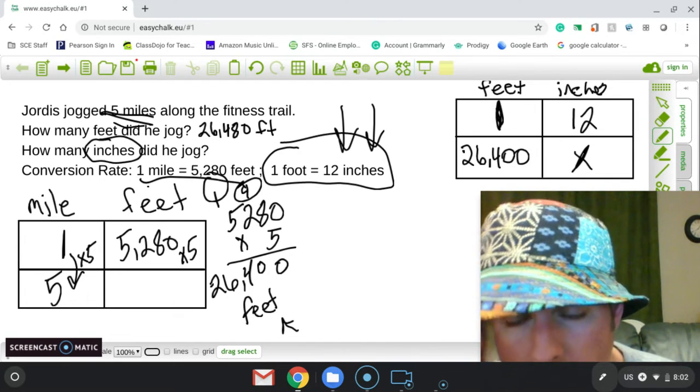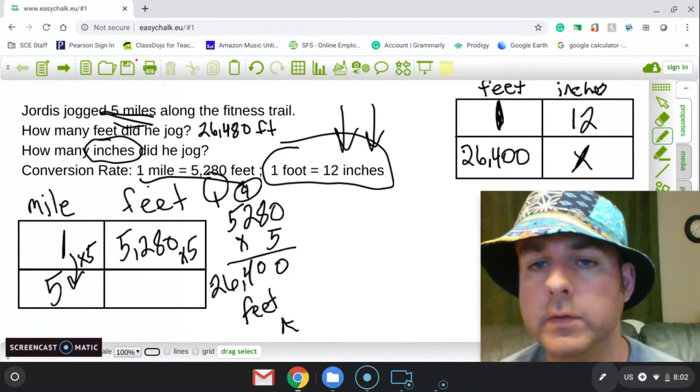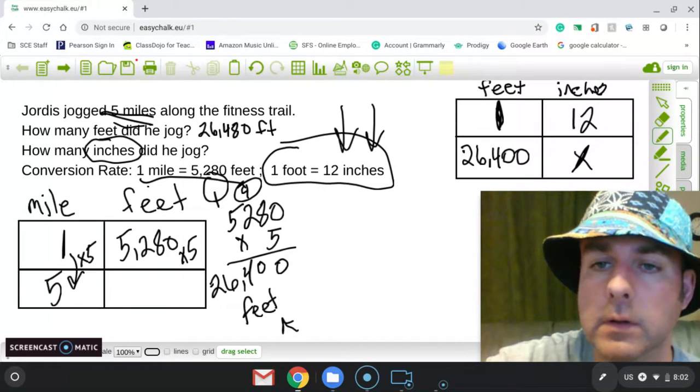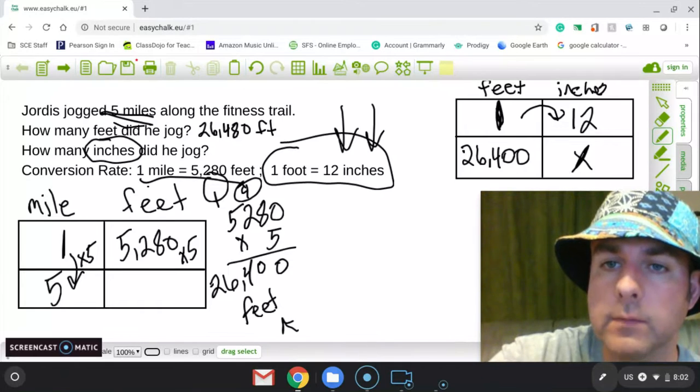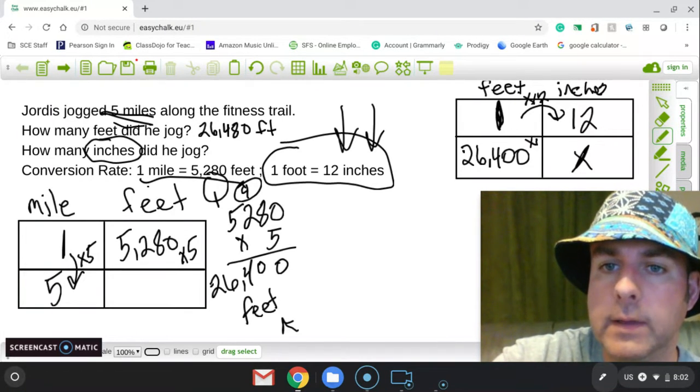So we could do it a couple of different ways. This one I'm just going to do sideways, just to show it doesn't matter which way you do it. I'm going to go from 1 to 12. How do I get from 1 to 12? Well, it's times 12.